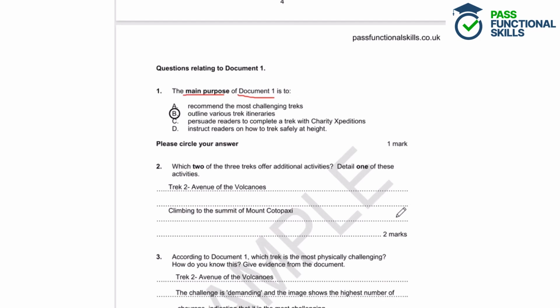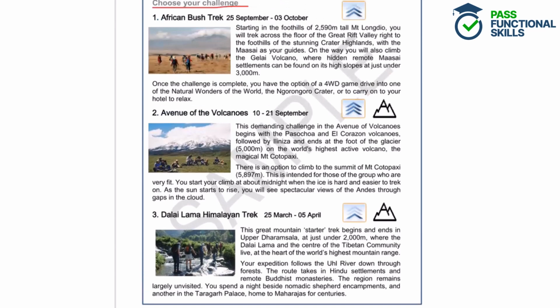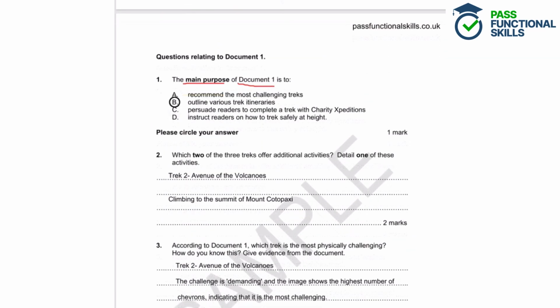Are we being instructed on how to trek safely at height? Well, we've got different heights that have been mentioned here, but we're not really told how to trek safely at height, other than we're told that you have to be very fit to do so. So these are all somewhat relevant to the document. However, the main purpose of the document is to outline various trek itineraries.